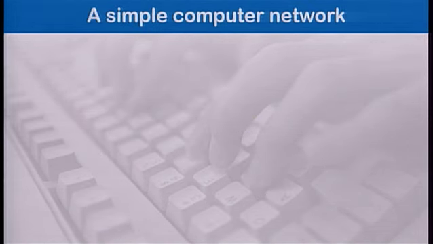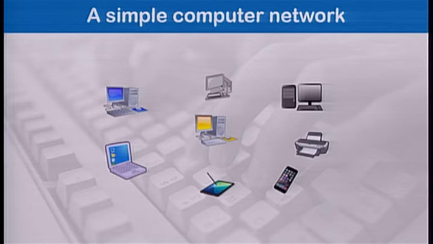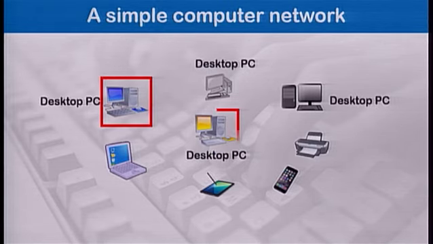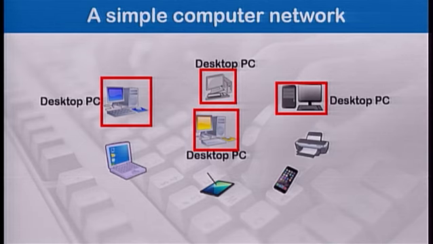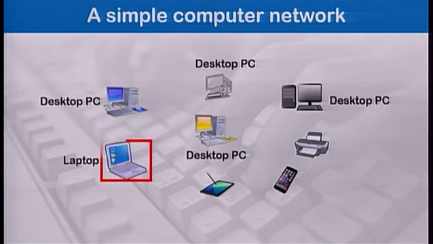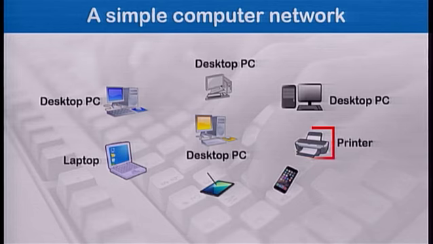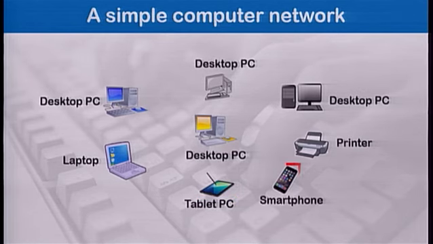Before we discuss a network with a combination of both cable and wireless connection, let us see which devices can form part of a network. A simple computer network can be created by linking desktop PCs, laptops, printers, tablet PCs, and even smartphones.